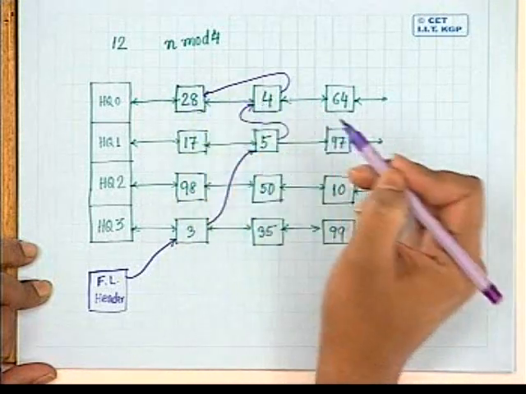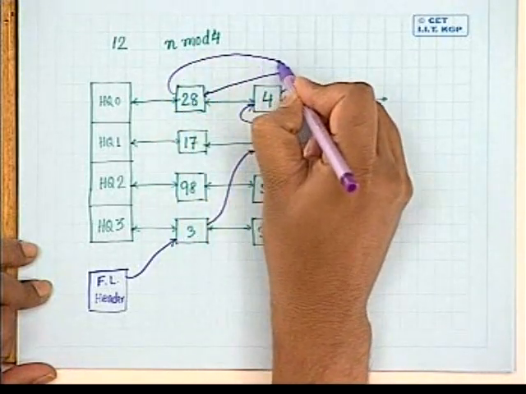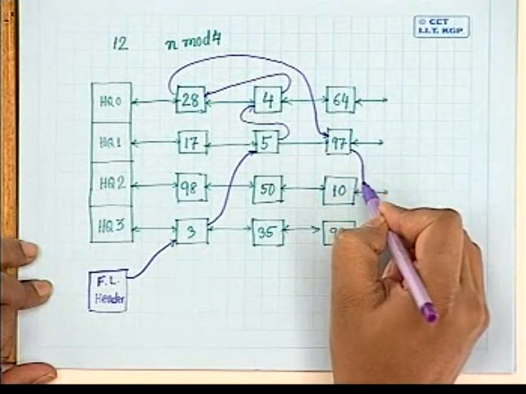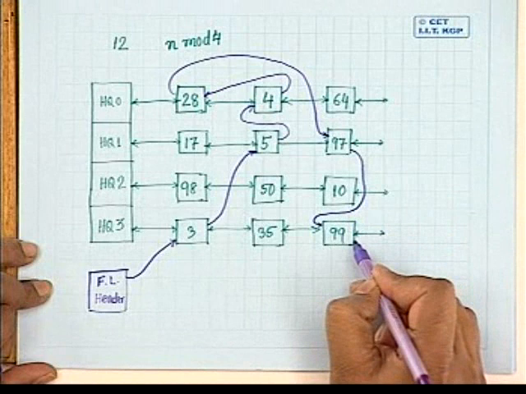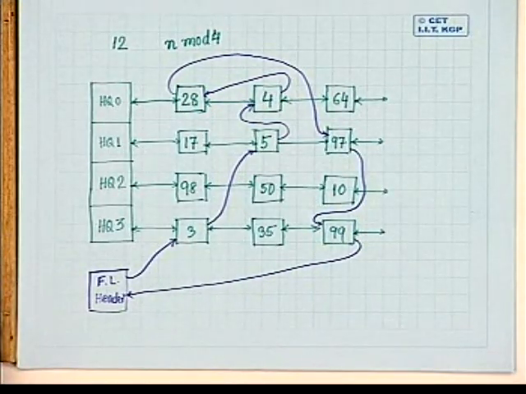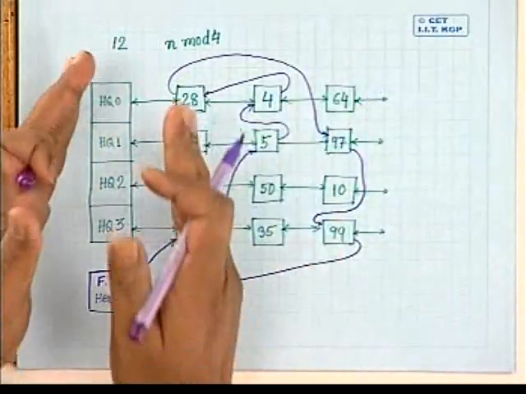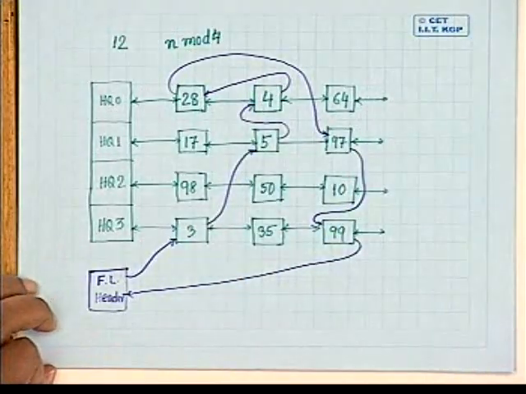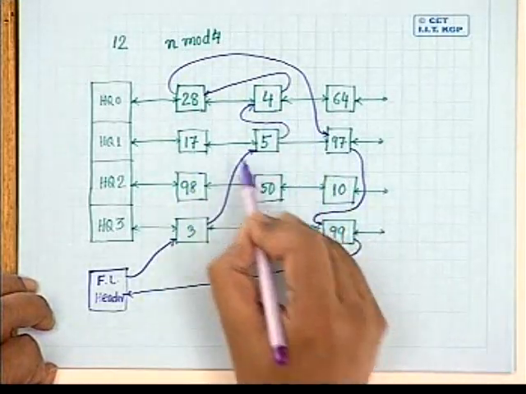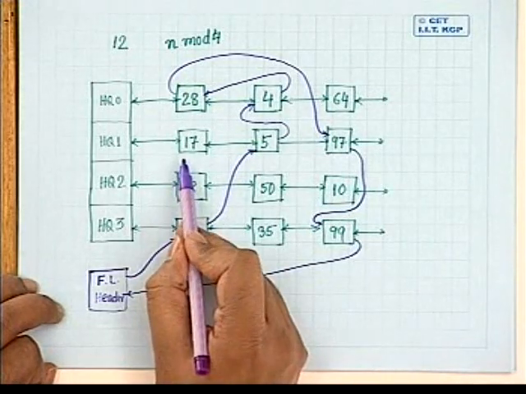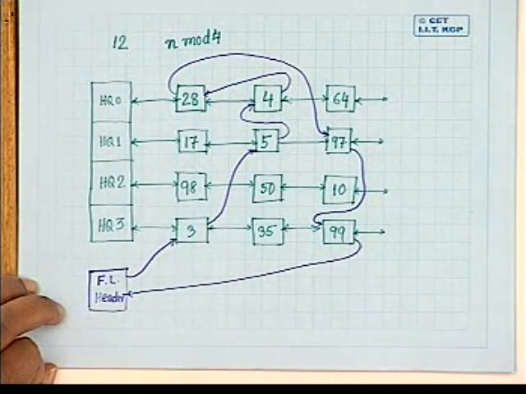The next buffer may be, say, 97. The next one may be, say, 99. And this may be the tail of the free list. So I can have a situation like this. I have many buffers distributed in different hash queues, and some of them are free. The buffers which are free also exist in the free list, and buffers which are not free exist only in the hash queue, they don't exist in the free list.